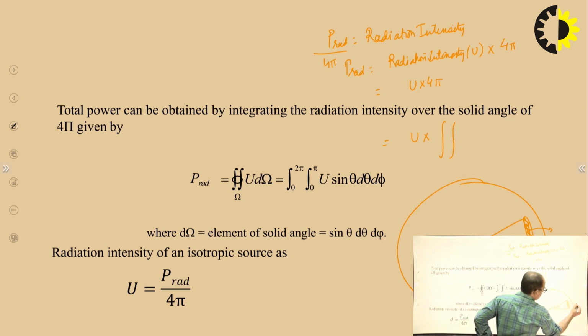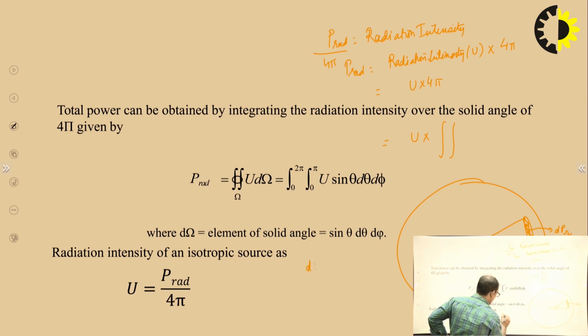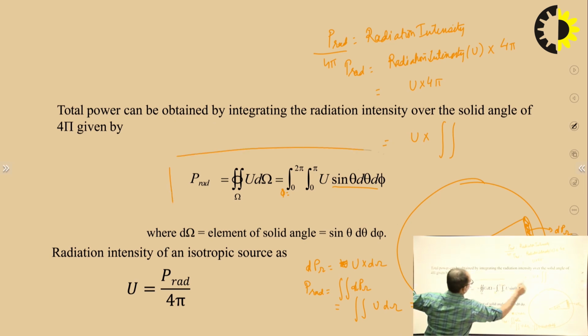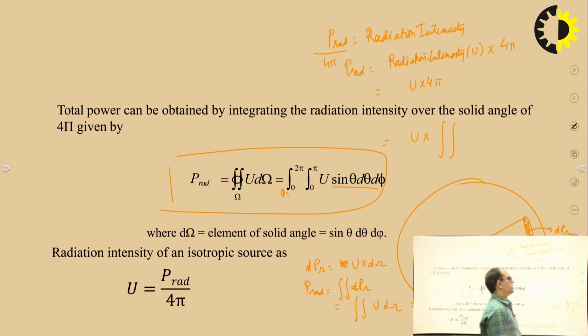So how much power is radiated, if I say this is dP omega. So the total power radiated, dP omega will be equal to what? U, the radiation intensity, that is per unit solid angle, multiplied by d omega. And if I want to calculate over the whole sphere, then power radiated will be equal to what? Integration of dP omega, and this is equal to integration of U into d omega. And we know that this d omega is equal to sin theta d theta d phi. So this is equal to U into sin theta d theta d phi, the radiation intensity, where phi varies from 0 to 2 pi and theta varies from 0 to pi. So this is the total power radiated by integrating the radiation intensity over a whole sphere.